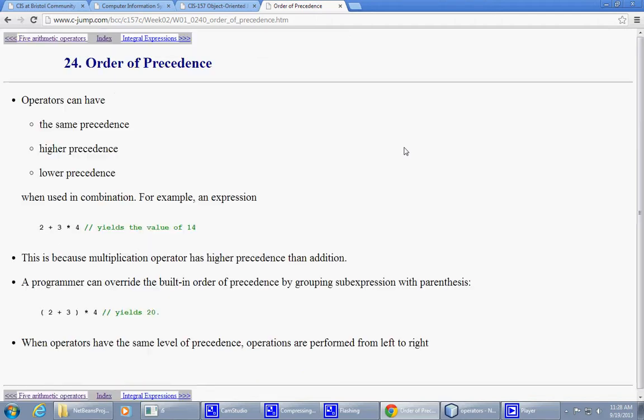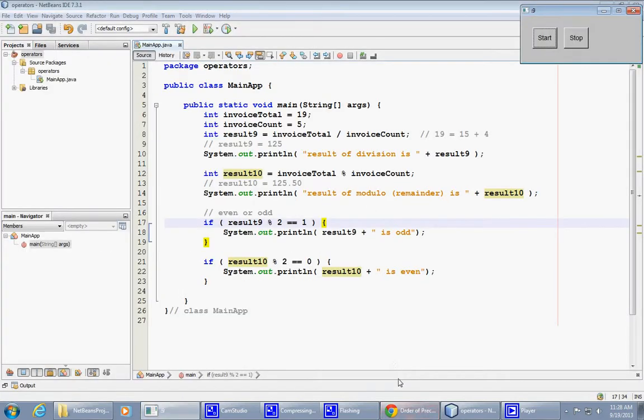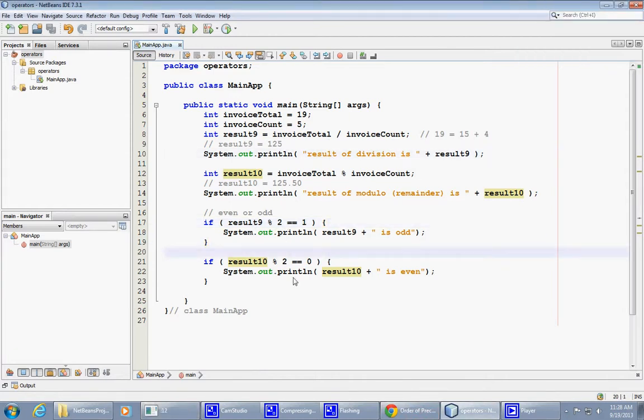order of precedence is such that, for example, I knew when putting this together that this expression, result 9 divided by 2, will be executed before the result of it is compared to 1. How did I know? I just remembered that the Java programming language comes with an order of precedence for its operators. And in that sense, the order of precedence for this modulo operator is higher than this comparison operator. By the way, the comparison operator is not a single equal sign, but a double equal sign.